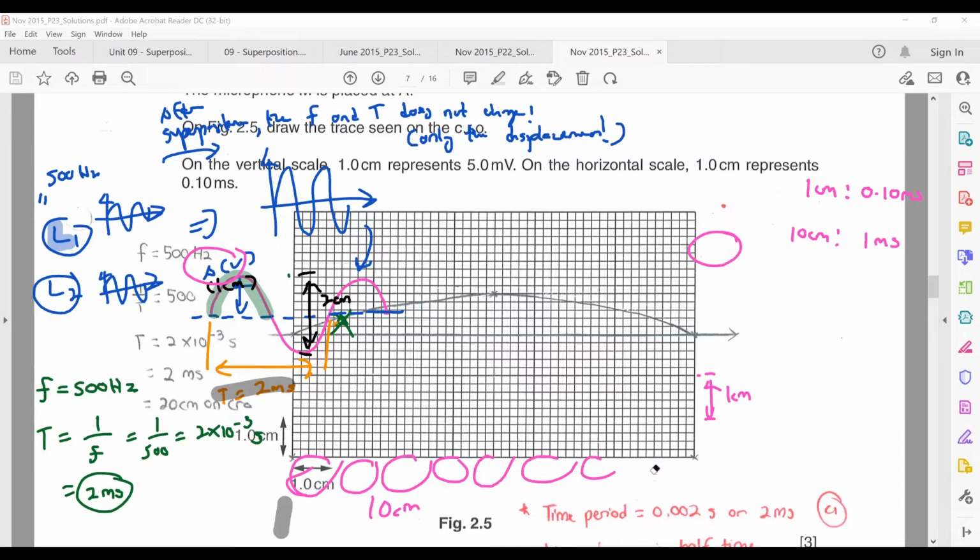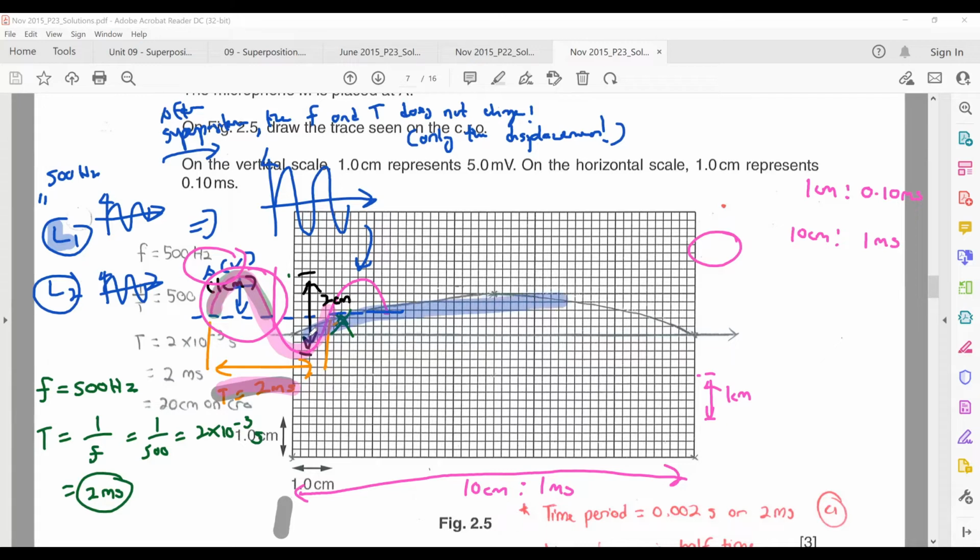So the reason why you cannot show the full waveform here is because this time-based setting is only up to 10 centimeter. It can only cover up to 1 millisecond. But when you look at your waveform, one complete period is 2 milliseconds. So you cannot fit everything in. You will only be able to fit in half of your wave. That's why here, you're drawing only half of the wave, and it seems to be stretched out a lot because this one is representative of 1 millisecond.